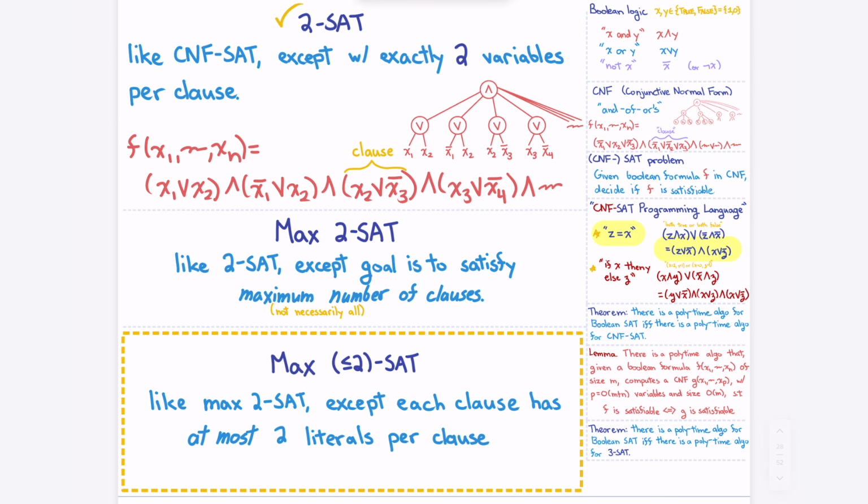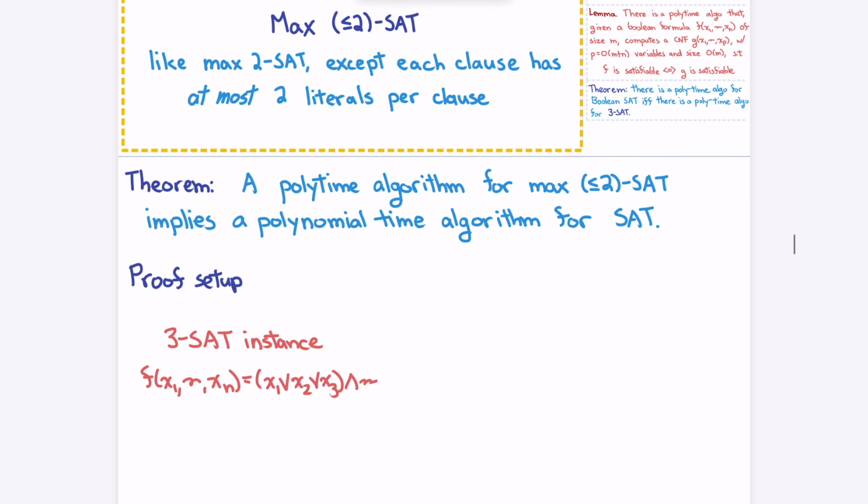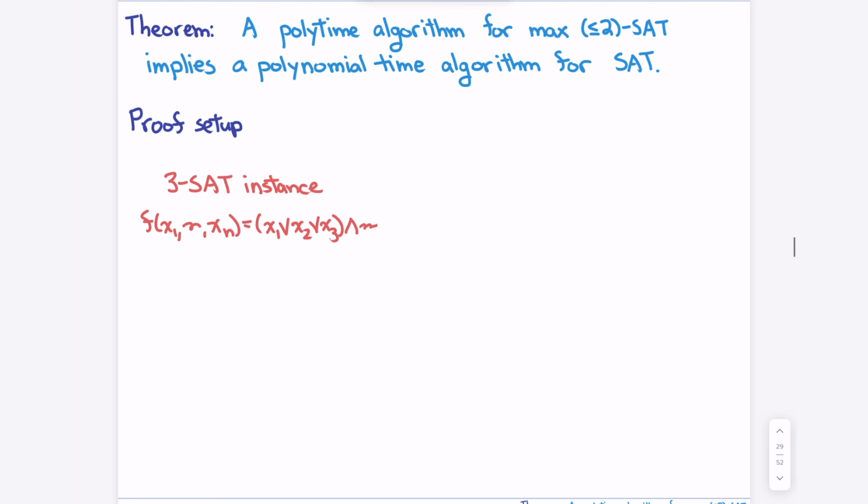Okay, so we're first going to focus on max 2SAT with at most two literals per clause, for reasons I'll make clear, but it's a little easier, basically. Okay? And we are actually going to show it's hard. Okay? And so how are we going to show it's hard? What's the high level proof setup? How do you show that max 2SAT is hard?